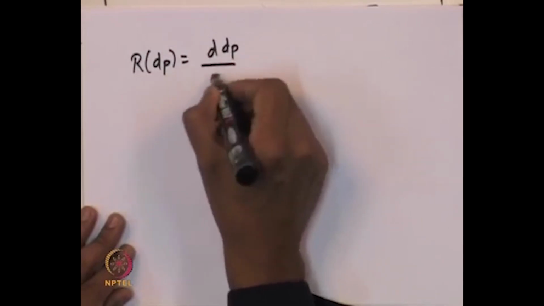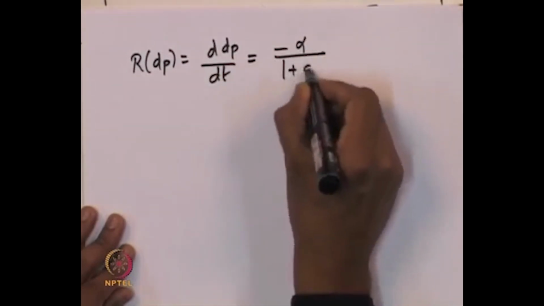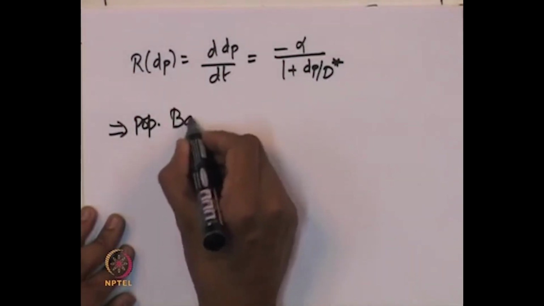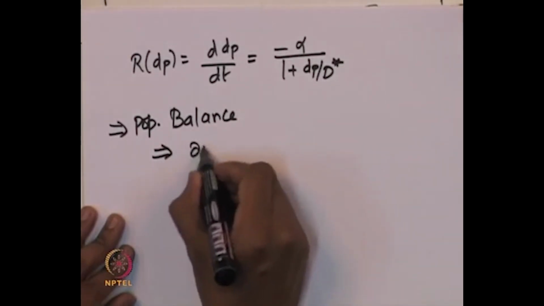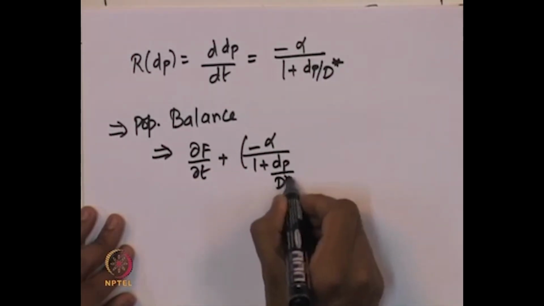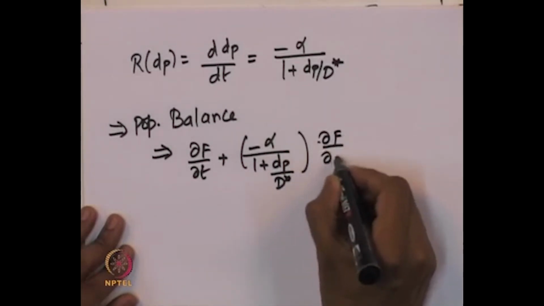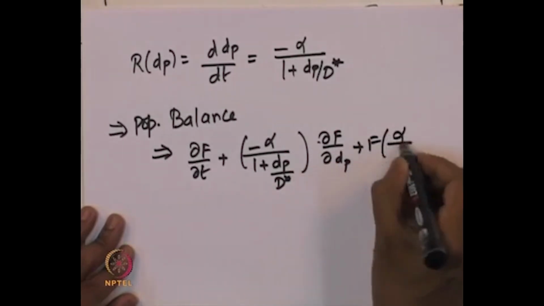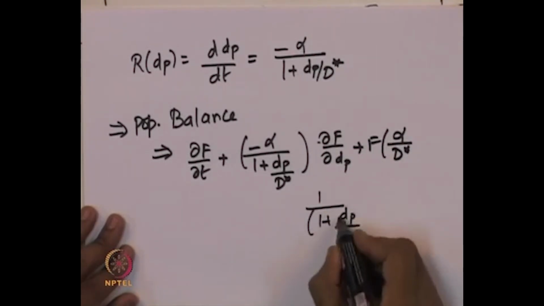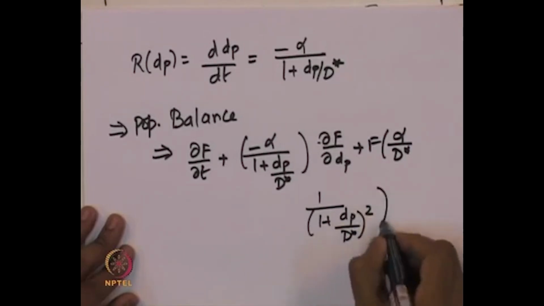So, plugging that into the expression, we will find that the rate of dP by dt is equal to minus alpha by 1 plus dp by d star, and so the population balance will be df by dt plus minus alpha by 1 plus dp by d star into df by dp plus f into alpha by d star into 1 by (1 plus dp by d star) the whole square, that is equal to 0.